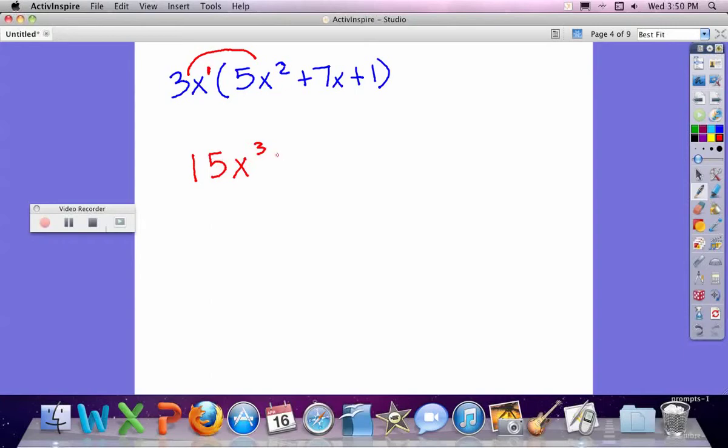3x times 7x is 21x squared. 3 times 7 is 21. X times x is x squared. 3x times 1 is just 3x. I've multiplied, so I always check to see if I have any like terms. In this problem I do not, so that tells me I'm finished.